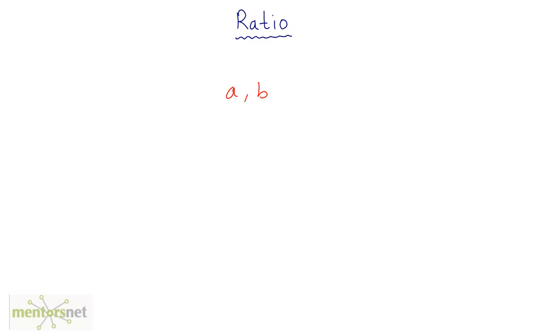So the ratio of these two numbers is written as a is to b. This sign here, colon, denotes a ratio. So this is the ratio of a is to b. And a ratio of two terms, in this case a and b, is basically a fraction, which is a divided by b. So this ratio is nothing but a by b. Whenever you have a ratio of two numbers, it is basically a division of those numbers.